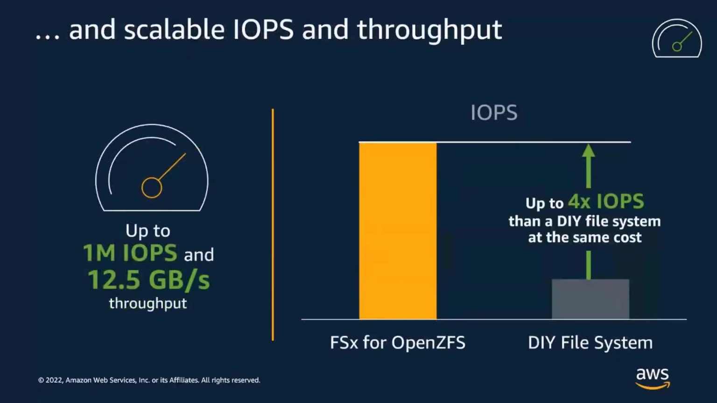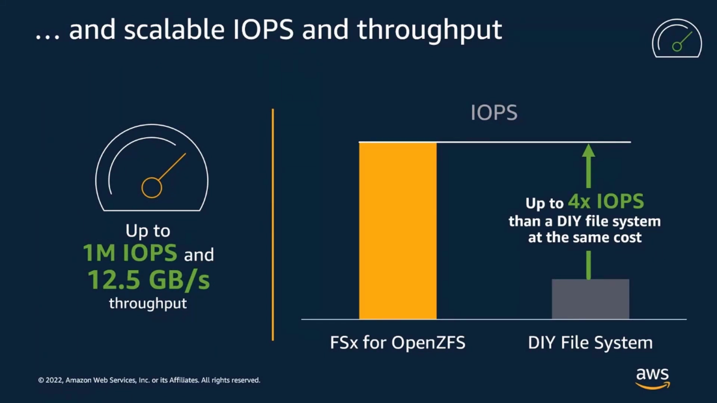And in terms of IOPS and throughput, we are able to deliver up to 1 million IOPS and up to 12.5 gigabytes per second of throughput. And when we make the same comparison to that do-it-yourself file system, we're able to deliver 4 times the IOPS in that file system that you'd have to, again, set up, configure, and maintain, all at the same cost.